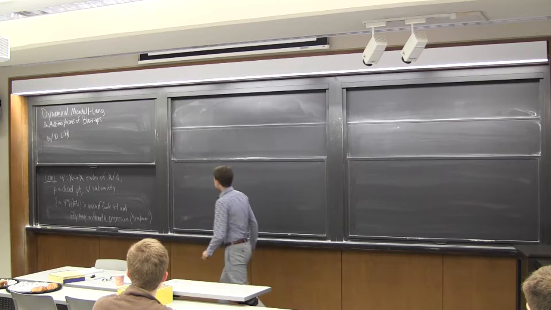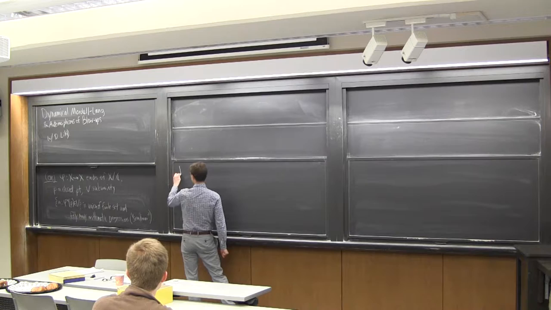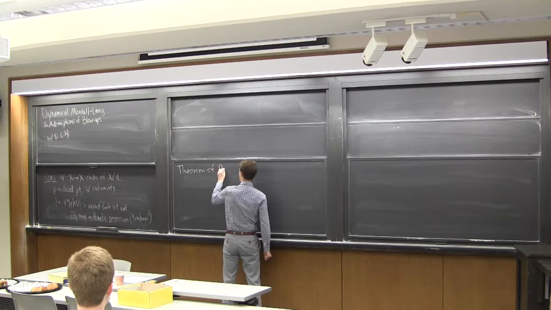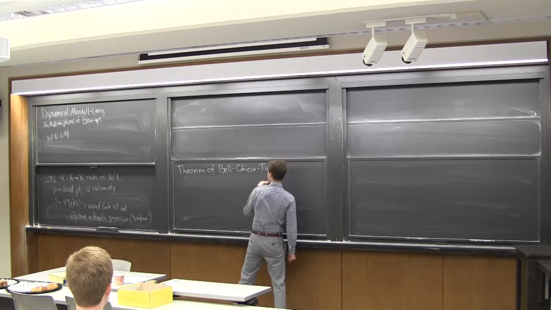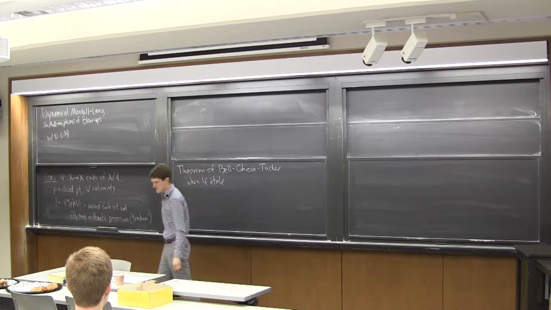Okay, it's a conjecture, but there's one important case that's known. It's a theorem in the etale case, proved by Bell, Ghioca, and Tucker. And I'll say a little bit about this later. So it's only when you have ramification on this phi that you start to get into trouble.